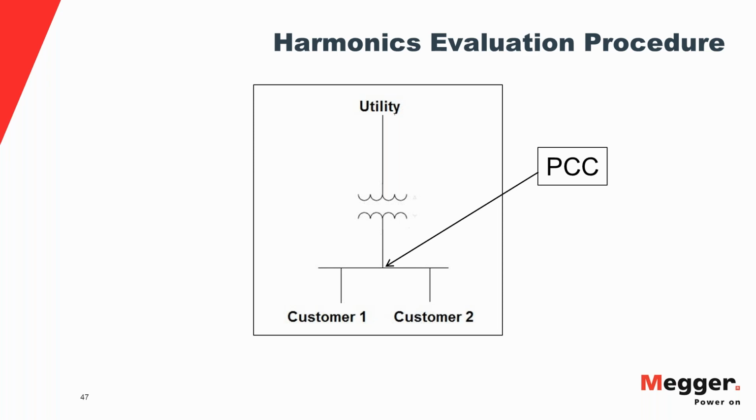You have to understand though that if it's a delta-Y transformer and you do the measurements on the secondary, you're going to see the zero sequence currents. On the primary side of the transformer though, on the delta side, you won't see those zero sequence currents, as the zero sequence currents are trapped in the delta winding of the transformer.